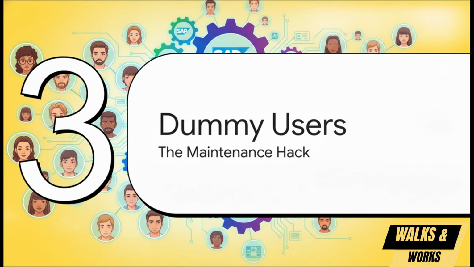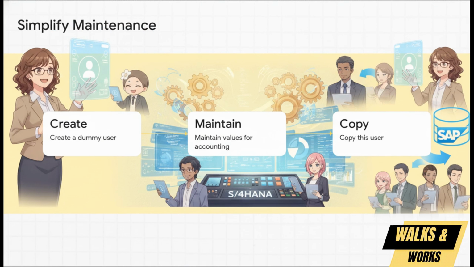Okay, Section 3. Dummy users save admin time, the maintenance hack. Now, if you have a massive workforce, configuring all of this individually is just not going to happen. Instead, you can use this brilliant 3-step maintenance hack. Step 1, create a dummy user profile. Step 2, maintain all the values and parameter IDs for that dummy to perfectly match your accounting requirements. And Step 3, just copy this dummy user whenever you onboard someone new. It guarantees consistency and makes scaling up an absolute breeze.